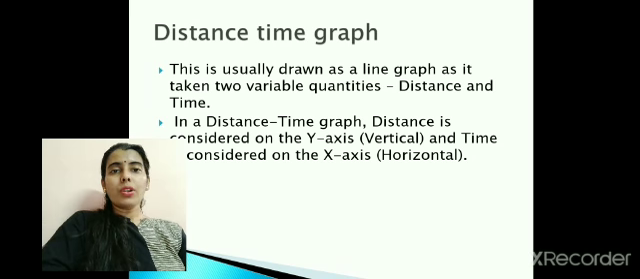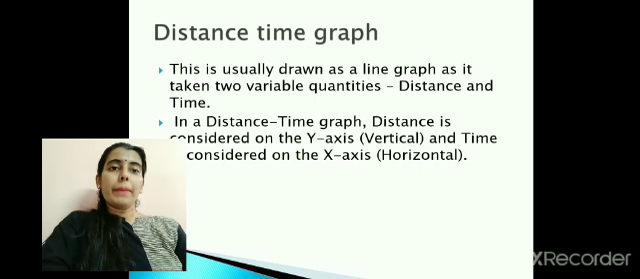When the object is moving at a constant speed, it is said to be in uniform motion. But if the object is moving at a varying speed which is not constant, then that object is said to be in non-uniform motion.